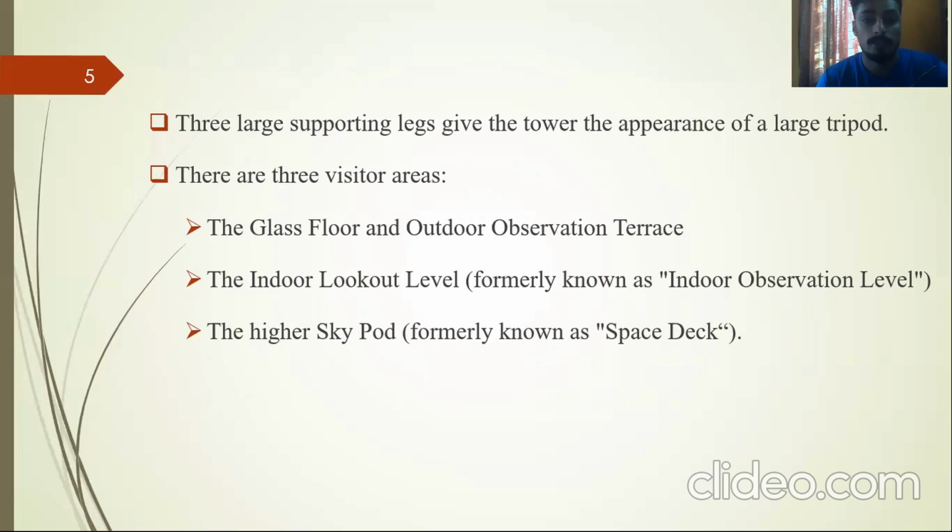The CN Tower has the tallest metal staircase on the earth, which reaches the main deck after 1,776 steps, and also reaches the SkyPod after 2,579 steps.